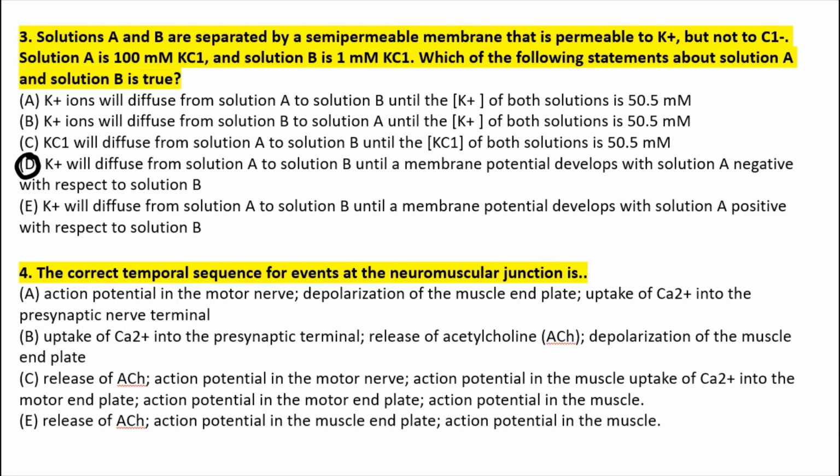Number 4. The correct temporal sequence for events at the neuromuscular junction is A. Action potential in the nerve cell, depolarization of the muscle end plate, uptake of calcium into the presynaptic nerve terminal. No. B. Uptake of calcium into the presynaptic terminal. Yes. Release of acetylcholine. Yes. Then depolarization of the muscle end plate. Correct. So the answer here is B. So number 4 is B.